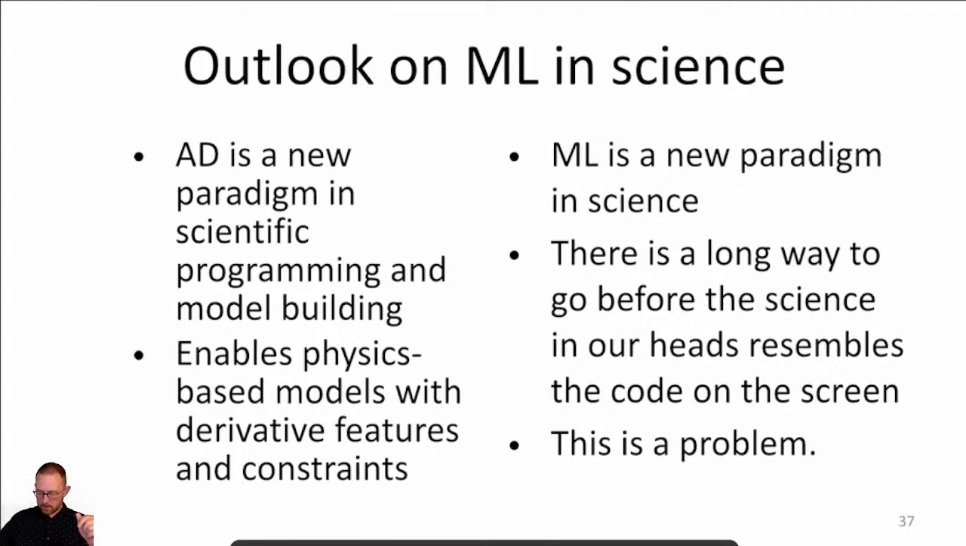I think there is a long way to go before the science in our heads resembles the code on the screen. And that's really a problem because we have to do this translation in our minds of, here's the equation I want, here's the AutoGrad code or the TensorFlow code or whatever. And they look so different that the impedance mismatch there is limiting what we're able to articulate in our programs.